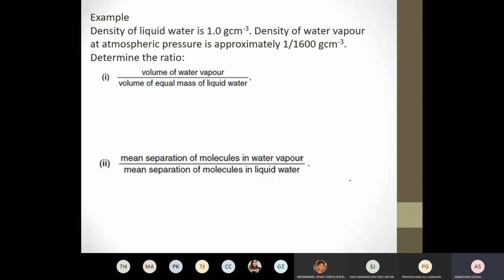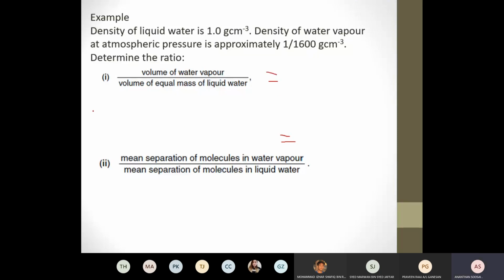Okay, class, so work out for me this question, get me the answer. Still density. What is the answer for part 1? Calculate for me. The density of liquid water is 1 gram per centimeter cube. The density of water vapor at atmospheric pressure is 1 over 1600 gram per centimeter cube. Determine the ratio of the volume of water vapor over the volume of an equal mass of liquid water. How much is the ratio?